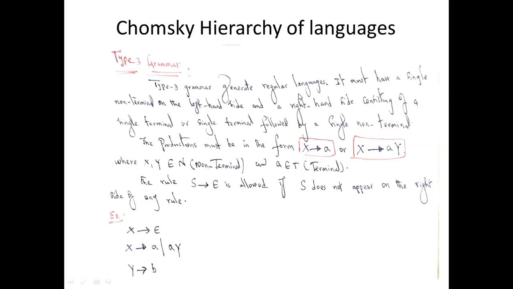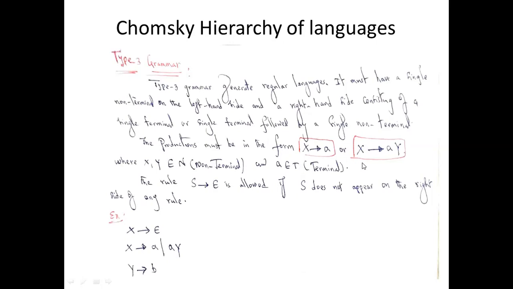Then what is the restriction in type 3 grammar, we will see. The production must be, because grammar rules are written in production rule format. Here the production rules are: one non-terminal should be there at the left side part, and the right side part either one terminal or one terminal followed by one non-terminal. This is the restriction. Either you write capital letter implies small letter, or capital letter implies small letter followed by capital letter. This is the only rule.